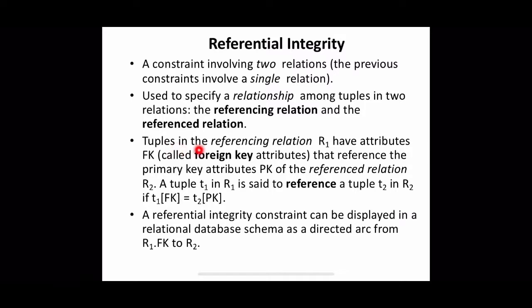So tuples in referencing relation R1 have attributes FK called foreign key attributes that reference the primary key attributes PK of the referenced relation R2. Here R1 is employee and R2 is department. A tuple T1 in R1 is said to reference a tuple T2 in R2 if the foreign key of T1 equals the primary key of T2. This type of constraint, that is referential integrity constraint, can be displayed in a relational database schema as a directed arc from R1.FK to R2.